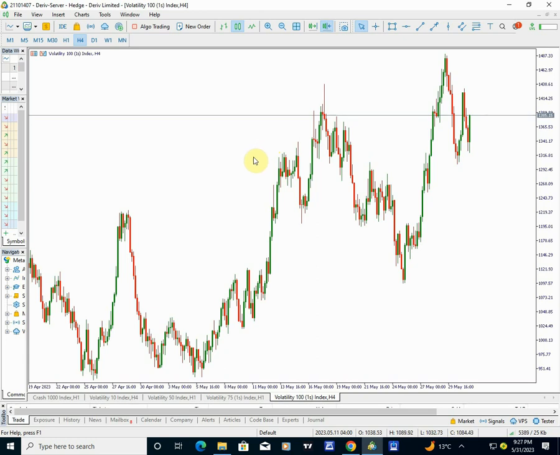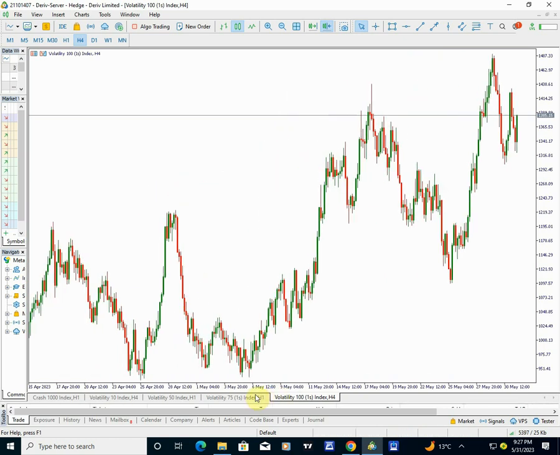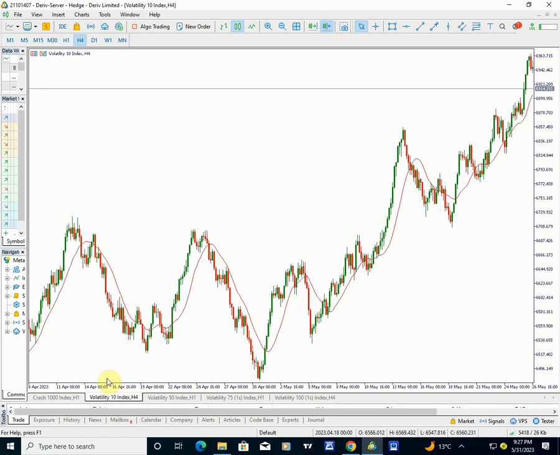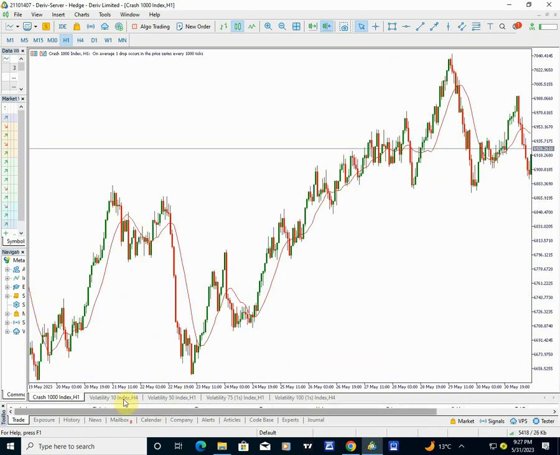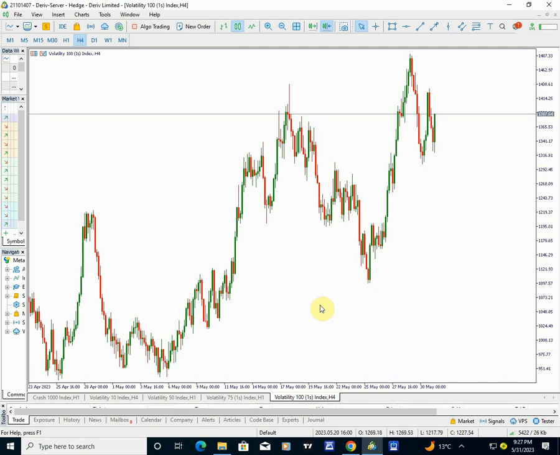As you can see right here, I'm trading volatility indices. I'm trading volatility 100s, volatility 75, volatility 50, volatility 10, and also crash 1000. But I'm just going to show you two of them. Volatility 100s will be the first one.